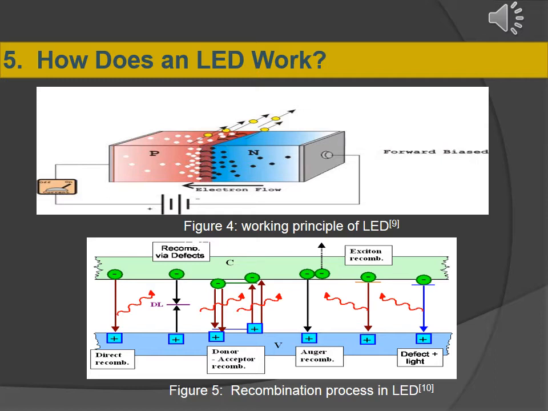In figure 4, we can see the working principle of LED. Photons must have equal energy with the band gap of semiconductor. This is how electrical energy converts into light energy. In figure 5, we can see the recombination process of LED.